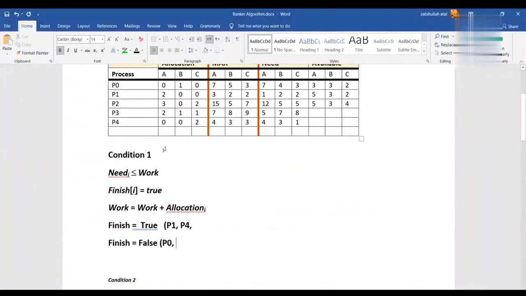And that's why P0 is in a deadlock situation, and now P2 is demanding, as I told you before, 15, 5, 7, and the system has available 5, 3, 4. So it means P2 is also in the deadlock situation. P2 is in a deadlock situation because Pi finish is equal to false for P2.